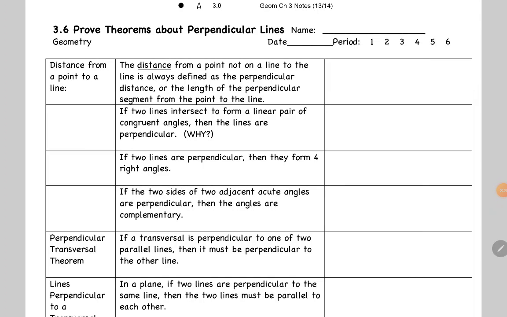Today in geometry, we're going to prove theorems about perpendicular lines. So let's look at some vocabulary and some theorems and some other stuff.